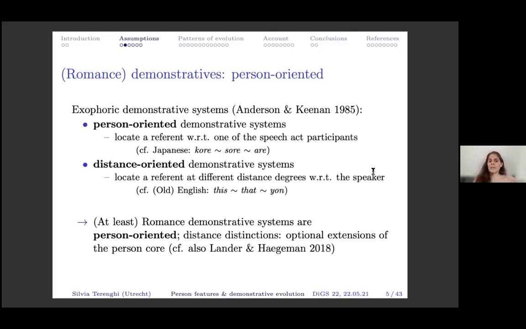Whereas distance-oriented demonstrative systems have been described as those that locate a referent with respect to the speaker only, but that do define different distance degrees with respect to the speaker. So we have Old English or Scots, we have this, that, and yon. So that is not close to the speaker, but it's crucially closer than something that can be referred to as yon. So even if we assume this dichotomy, which I don't, but that's not relevant here, Romance languages still belong in most cases, actually very clearly, to the first group, so the person-oriented systems, I believe.